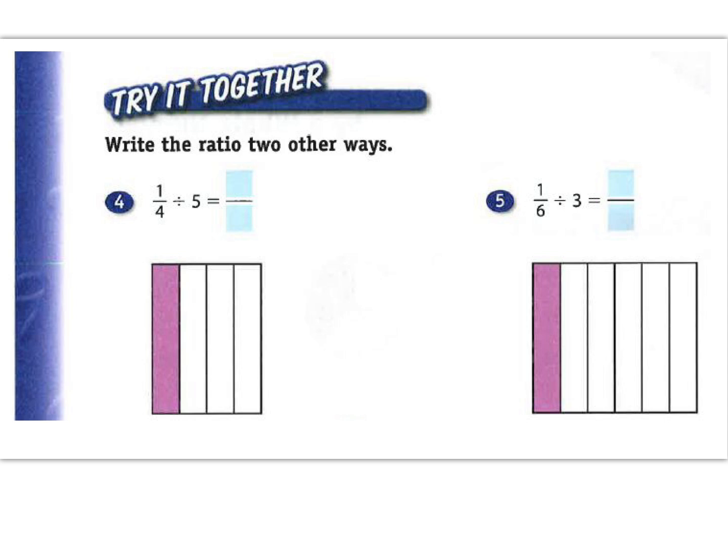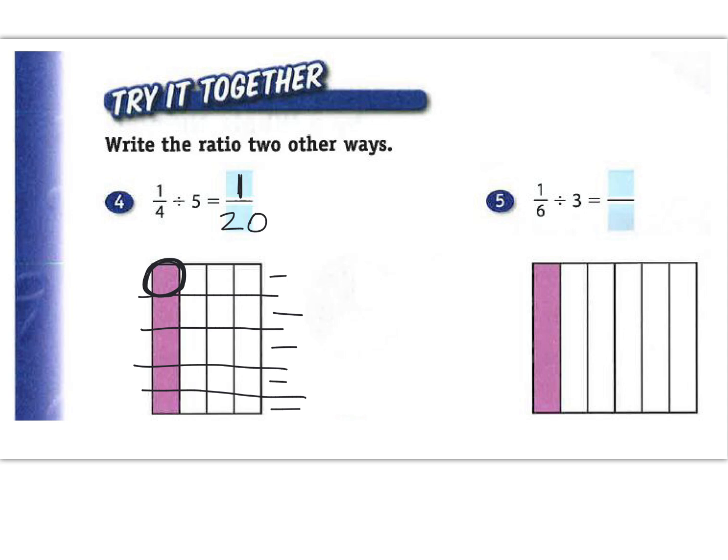All right, this says write the ratio 2 other ways. So we have 1/4 divided by 5. So we need to break this. We have 1/4 represented in purple here. We're going to break it into 5 equal parts. So we have 1, 2, 3, 4, 5 equal parts. Now we're going to circle one of those pieces. So it is 1. And then we need to count how many pieces there are total now. So there are 1, 2, 3, 4, up to 20. So 1/20.